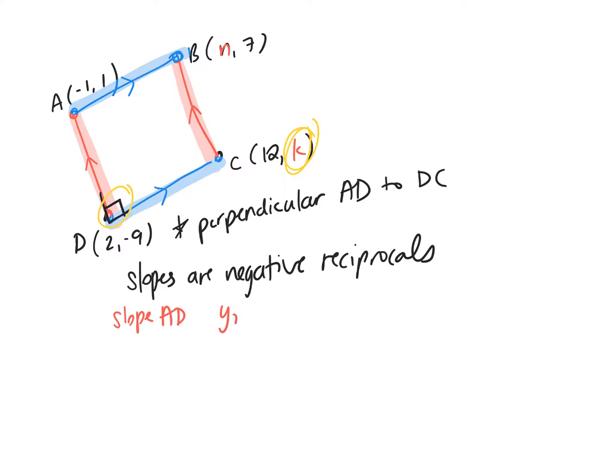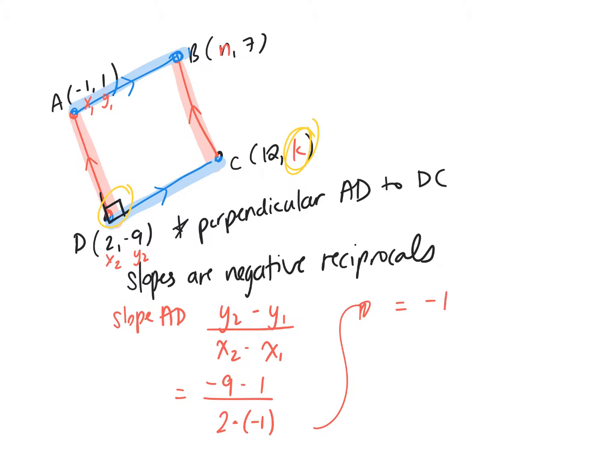Okay, so we're going to start by finding the slope of AD: y2 minus y1 over x2 minus x1. So we plug in the values. My y2 is negative 9 minus 1 over 2 minus negative 1, right? Negative 9 take away 1 is negative 10. Sorry, this is supposed to be a negative 4. I wrote it in wrong. Thank you for telling me. So 2 take away negative 4 is positive 6. I wrote the wrong coordinate for this example. My apologies. So negative 10 over 6.